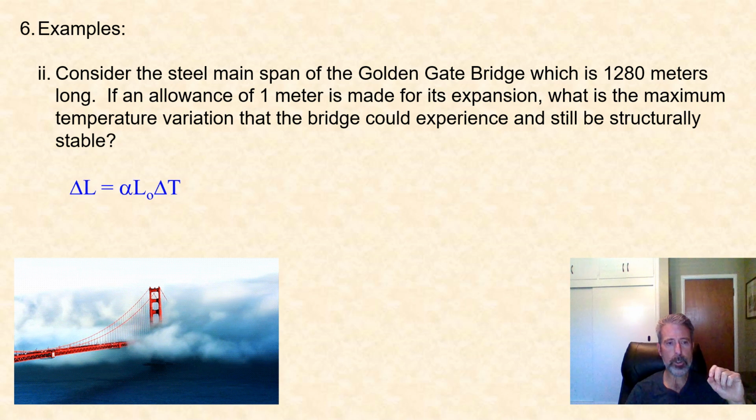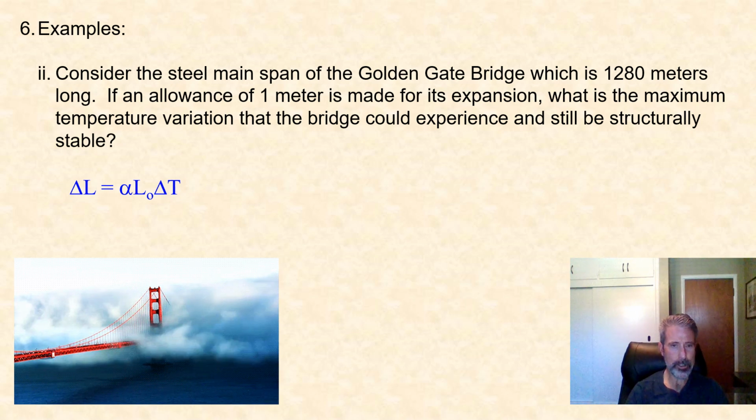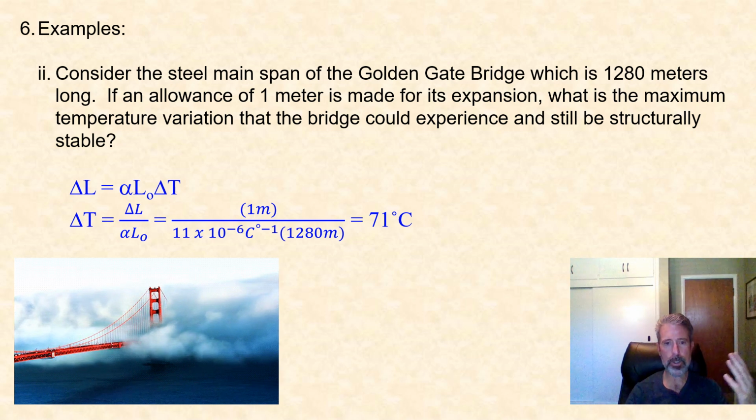So here, using the same empirical relationship, we're talking about steel here, so we know what alpha is. And here, we're given our change in length of 1 meter. We know the initial length of the bridge, 1,280 meters, so we need to solve this for delta T. And when we plug in the numbers, we find out that this bridge is designed for a temperature variation of 71 degrees Celsius.